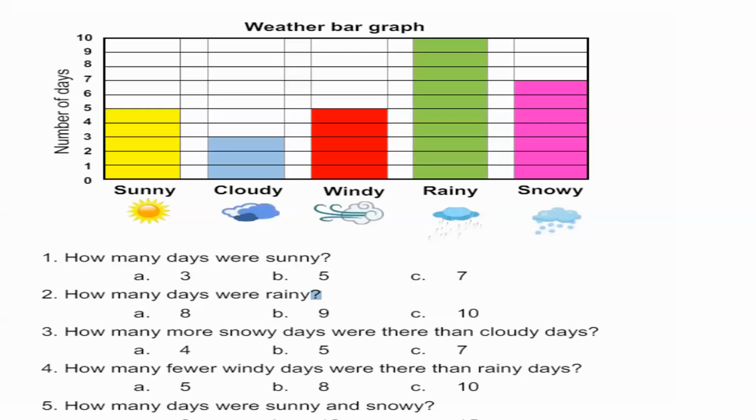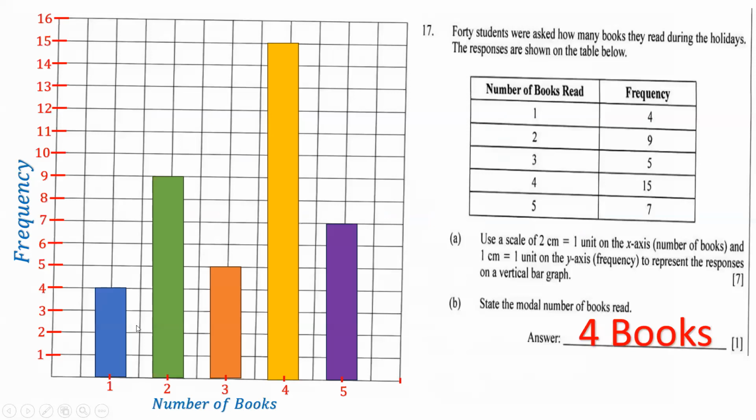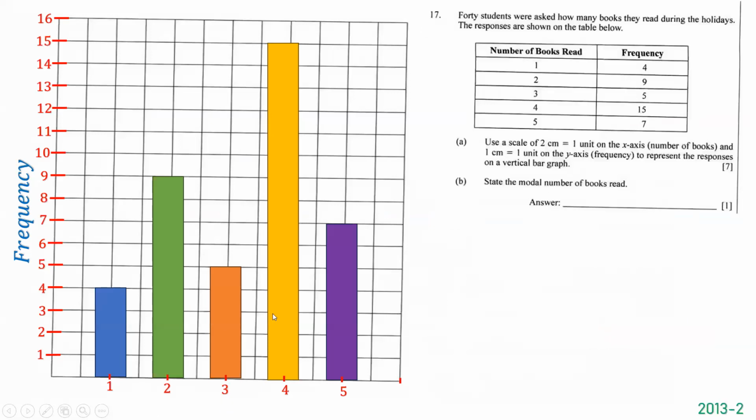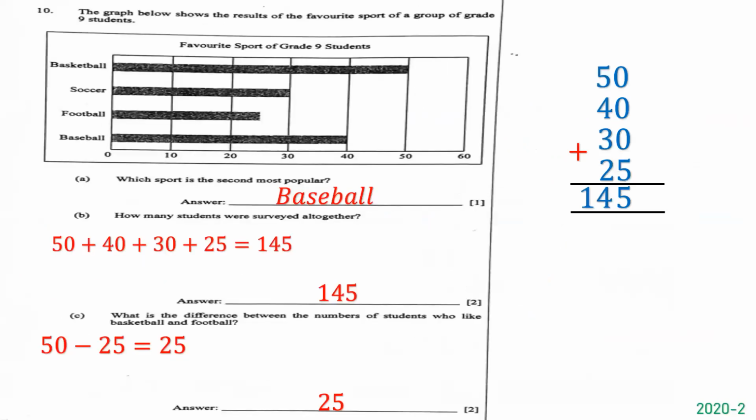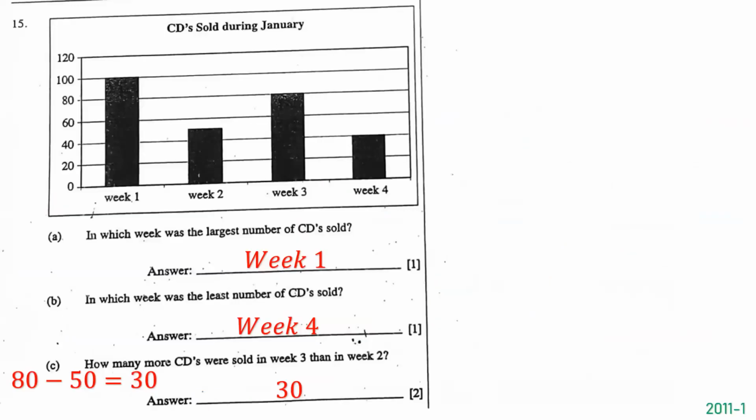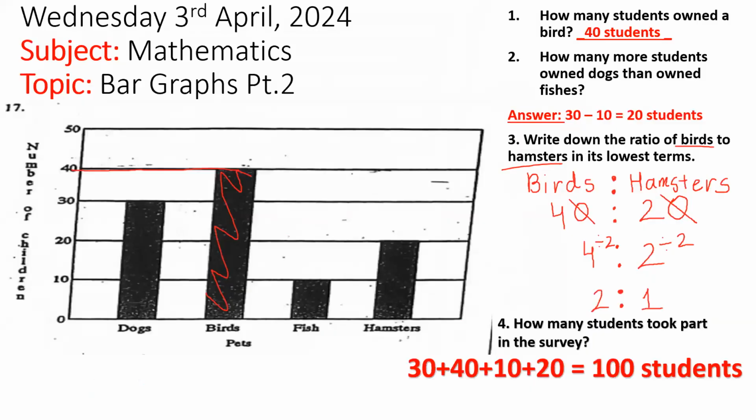Now, notice that for bar graphs, you have to have a space in between. When you look at how we constructed our bar graphs, there's a space in between. Look at all these bar graphs. Whenever you're constructing your bar graphs, make sure that you have a space in between.